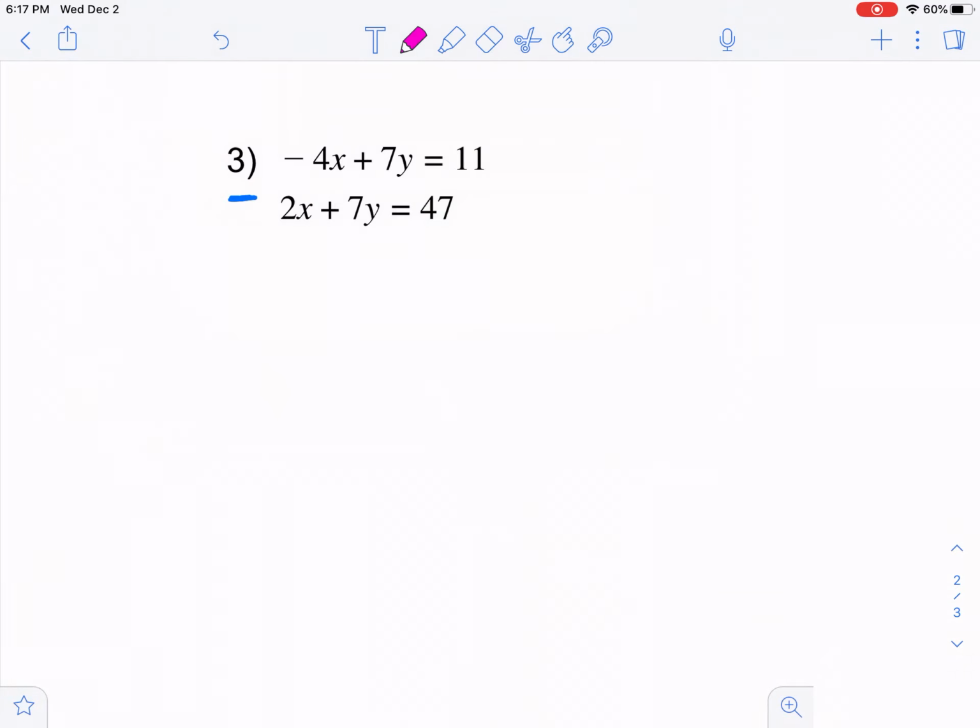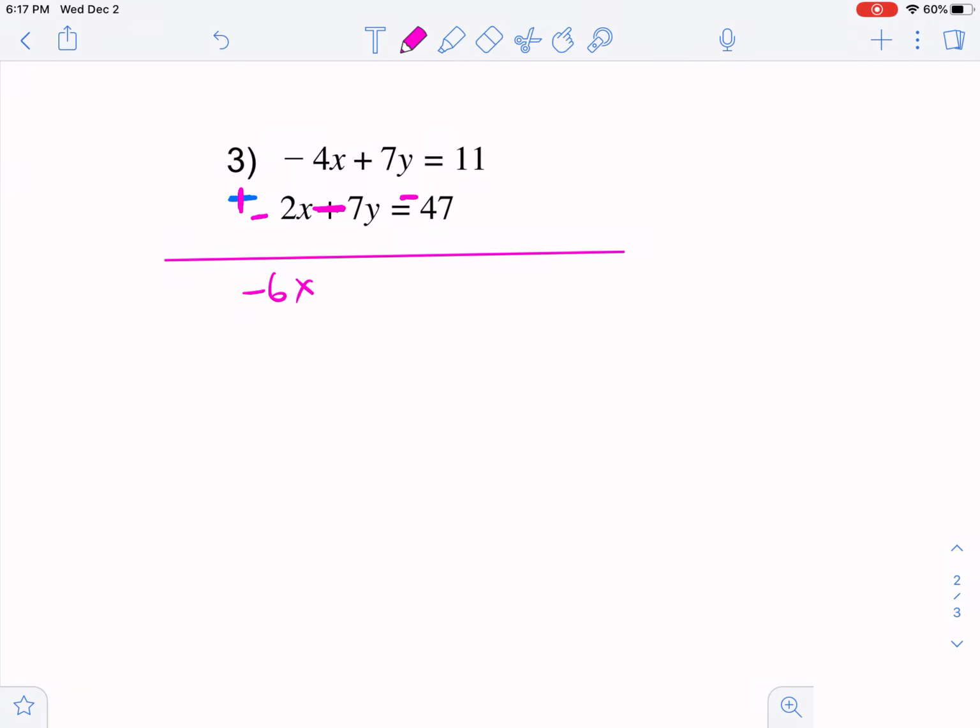Now I'm going to change some things here. I'm going to make that a plus. I'm going to make that a negative. I'm going to make this a negative. I'm going to make this a negative. So I've got negative 4x plus a negative 2x, and that gives me negative 6x.